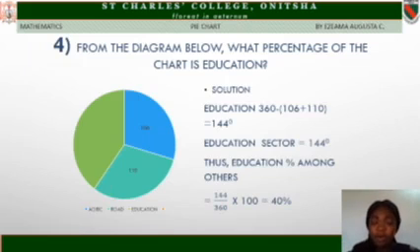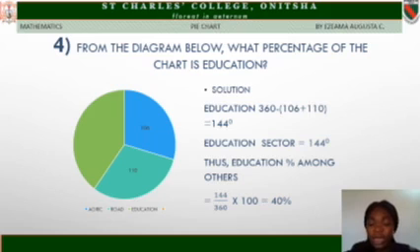Also, question 4. From the diagram below, what percentage of the chart is education? Now, a pie chart is being given to you. You will use the pie chart to answer your question. Remember, sum of angles in a circle is 360. Now, look at the data on the chart. We have the agric, we have the road, we have the education. Which sector is for education? If you look at the chart there, you will see that there is no data for education.